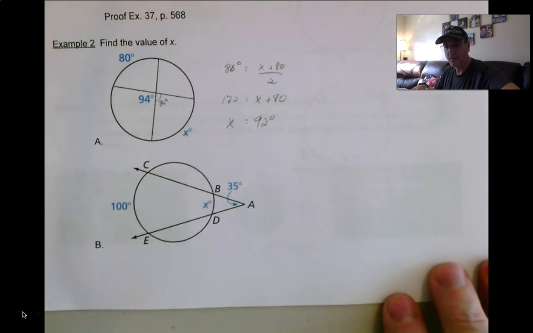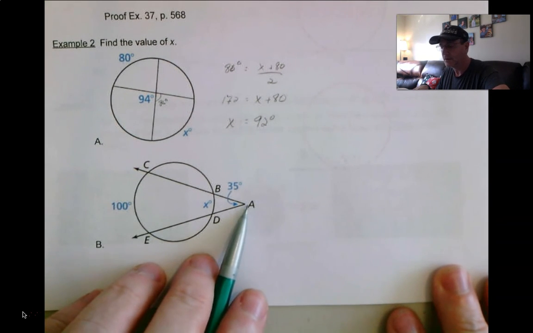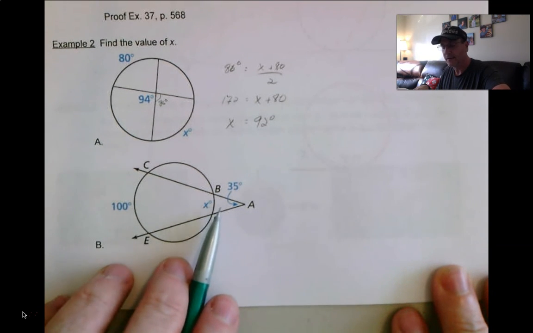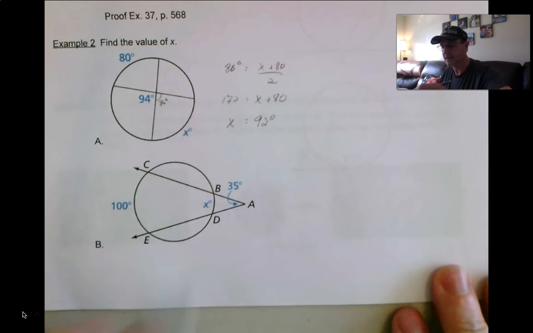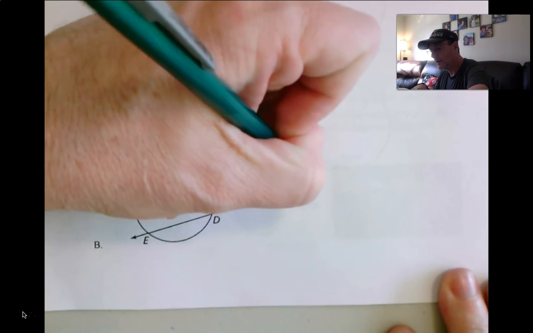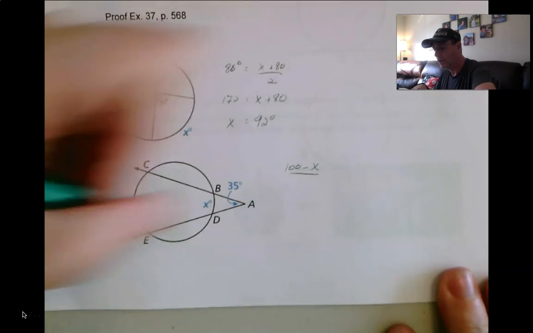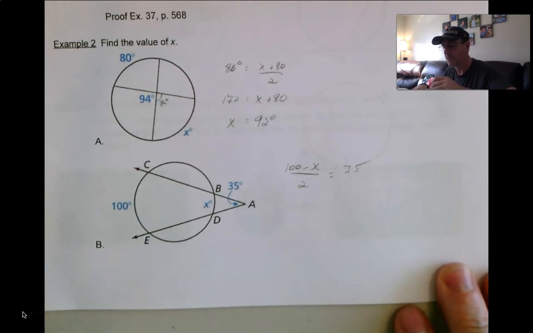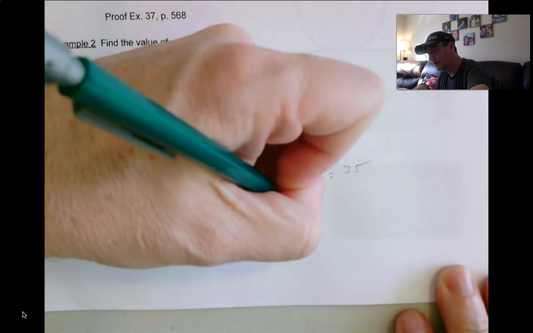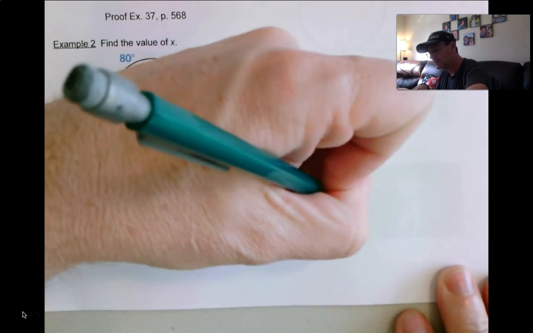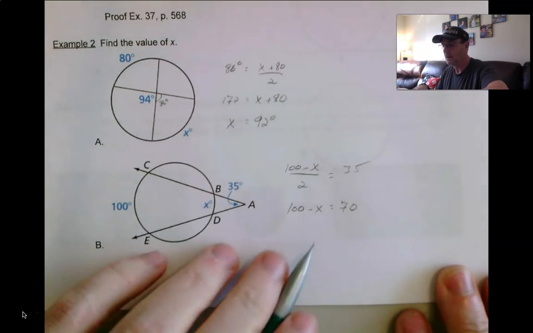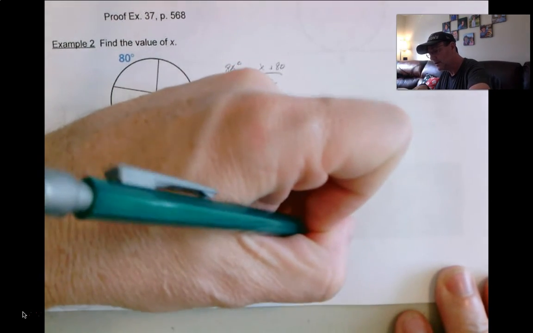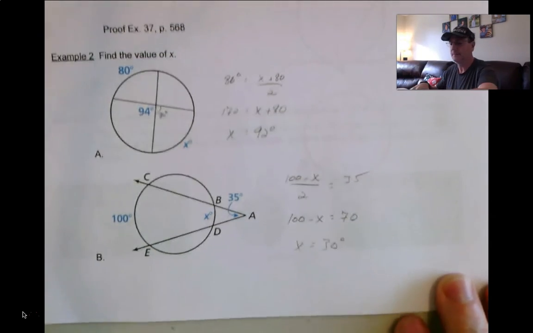In part B, our intersection angle is occurring outside of the circle, so we subtract the 2, and then divide by 2, and that's gonna equal this angle. So 100 minus x over 2 equals 35 degrees. Multiply both sides by 2. 100 minus x equals 70. Add x, subtract 70. X equals 30 degrees.